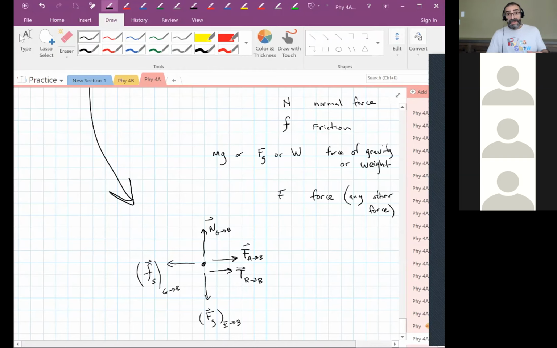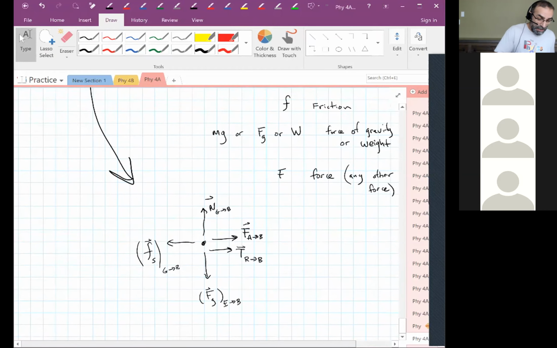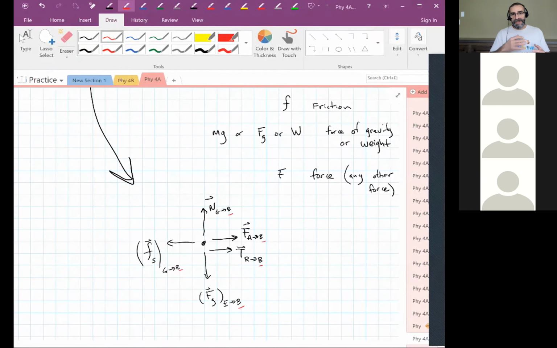And if you drew your free body diagram correctly, the last subscript on every one of these should be the same, because this is a free body diagram of the block. Every force acting on the block. So every force represented should be acting on the block. It shouldn't be the block acting on something else, right? So the last subscript should be the same for everything.